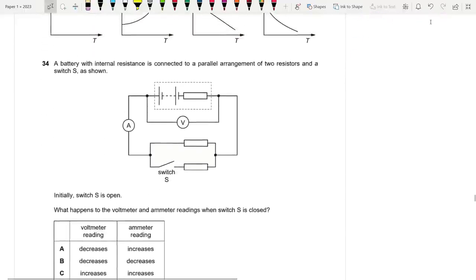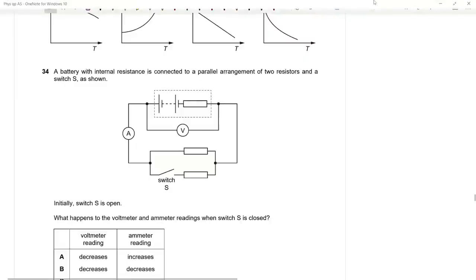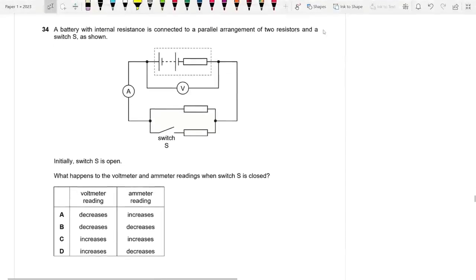Okay, next. A battery with internal resistance is connected to a parallel arrangement of two resistors and a switch S as shown. Initially switch S is open. What happens to the voltmeter and ammeter readings when switch S is closed? Okay. So guys, initially, this V, remember that it measures the terminal PD, not the lost volts. Are they all identical? We can assume that they are identical, honestly, no problem.